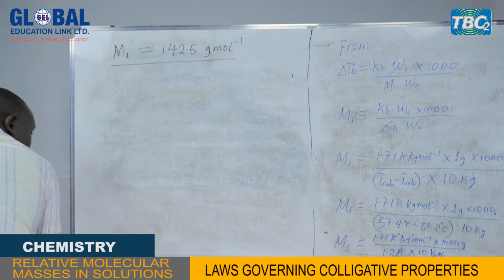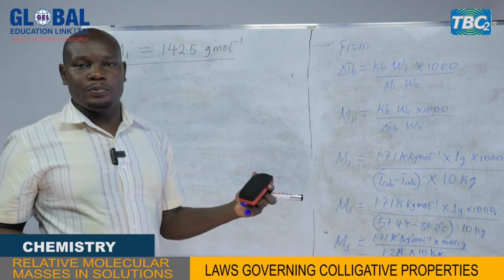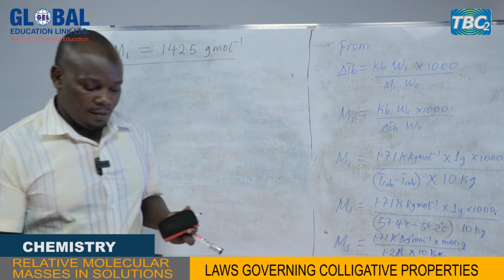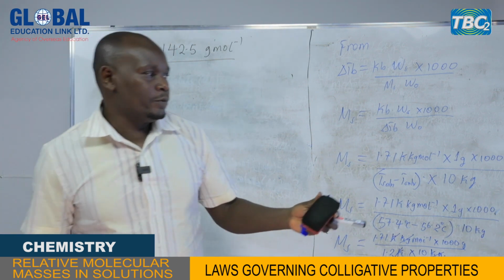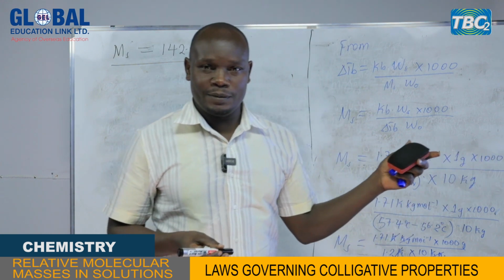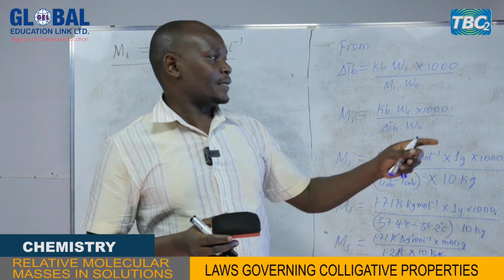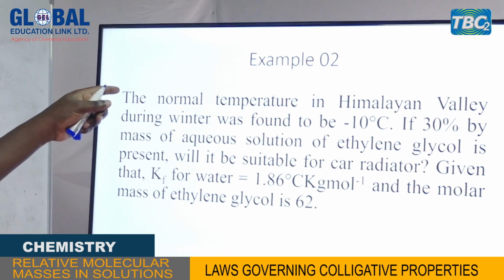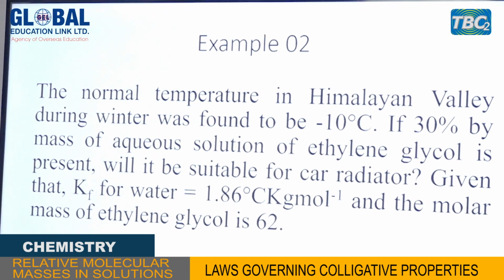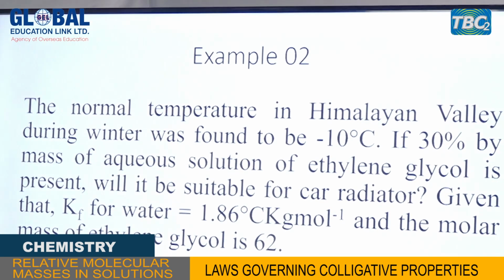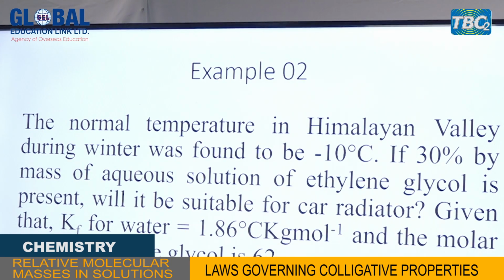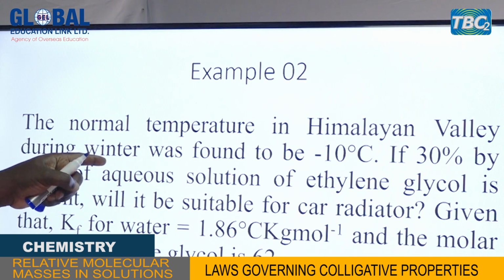So let us now go to the second example, which is for freezing point depression. Our example is about the application of freezing point depression. The question says that the normal temperature in Himalaya Valley during winter season was found to be negative 10 degrees centigrade. And if 30% by mass of aqueous solution of ethylene glycol is present, then you are asked to judge if the solution will be suitable for a car radiator.